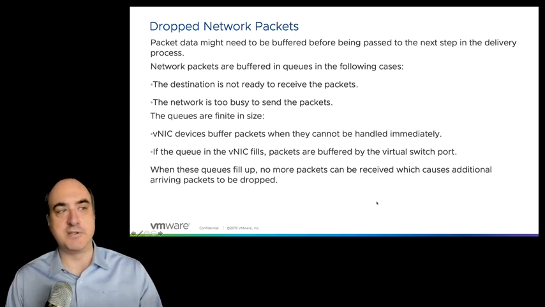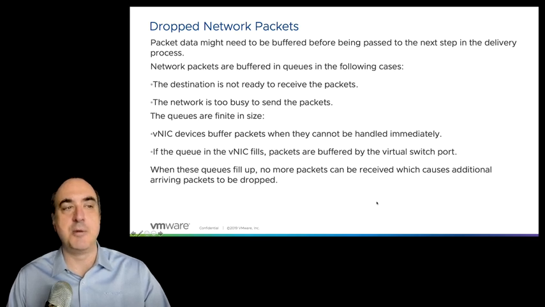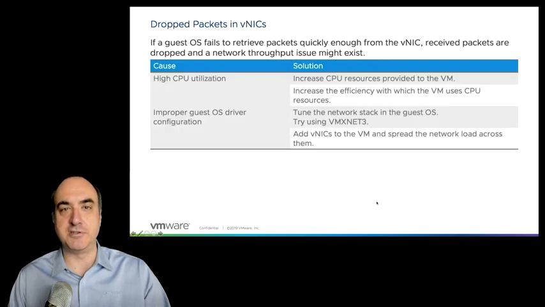Things like virtual NIC devices buffer packets when they cannot be handled immediately. And if queues in the vNIC fill, packets are buffered by the virtual switch. So when these queues fill up, no more packets can be received, which can cause additional arriving packets to be dropped. Essentially, there's a saturation. That's the whole point of why these are being dropped: the queues have been saturated, and the destination, whether we're receiving or transmitting, isn't ready for the packets. And if they're dropped, they need to get resent, which is going to increase your latency.